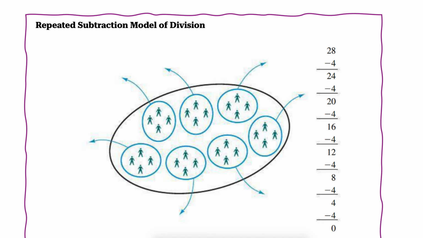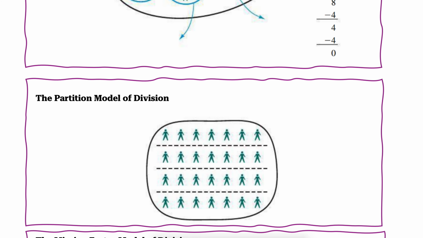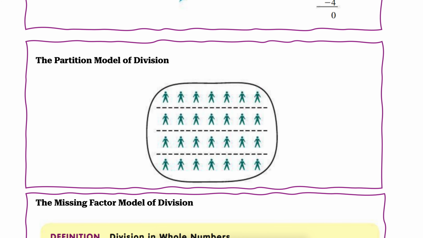You can also show division with the partition model. This is sometimes called partitive division or even division by sharing. So here we have our same 28 little figures. Here we're breaking them again into 4 groups. How many people then are in each group? 7. Okay, so it's just another way to look at that same exact problem.